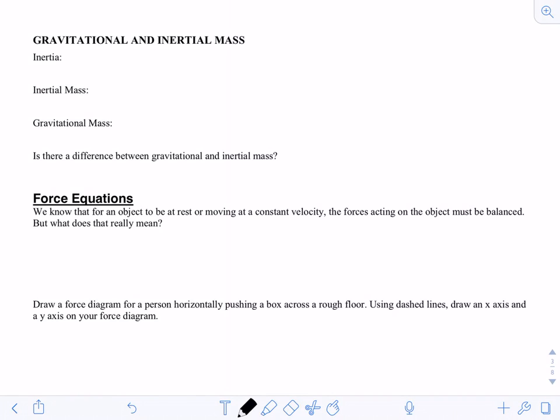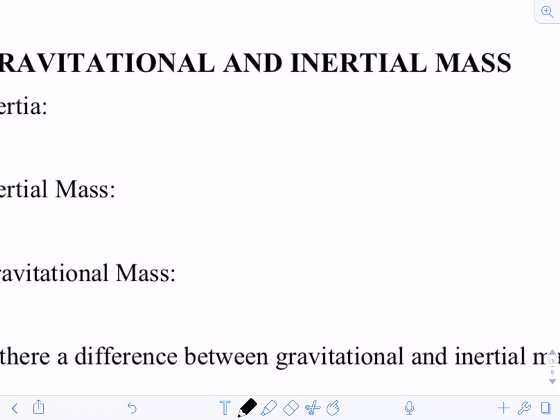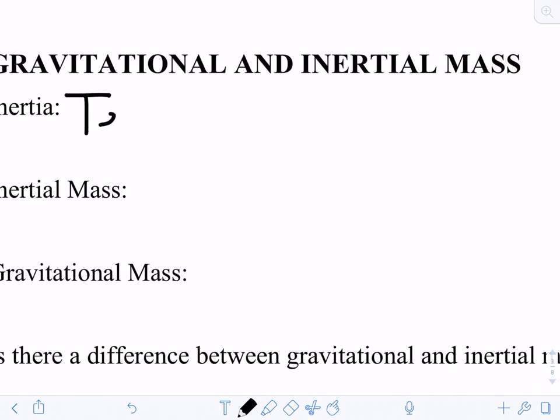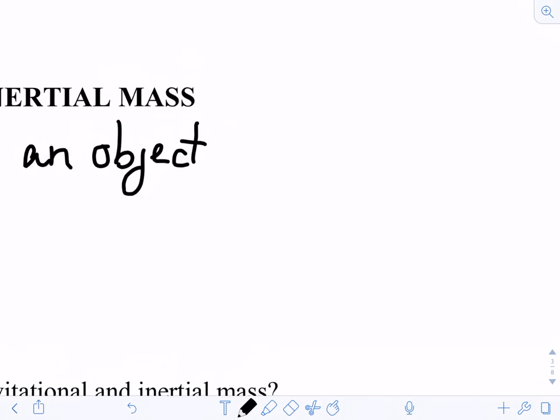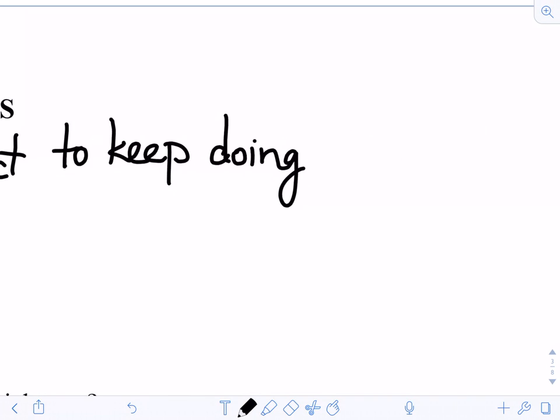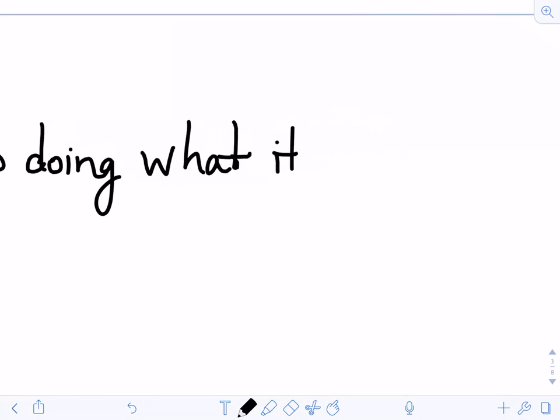So first what we're going to do is talk about what is inertia. Inertia is the tendency for an object to keep doing what it's doing. If the object is moving, it's going to want to keep moving. If that object is at rest, it is going to want to stay at rest. That quality of wanting to continue doing whatever it is that the object is doing, we call the inertia of the object.